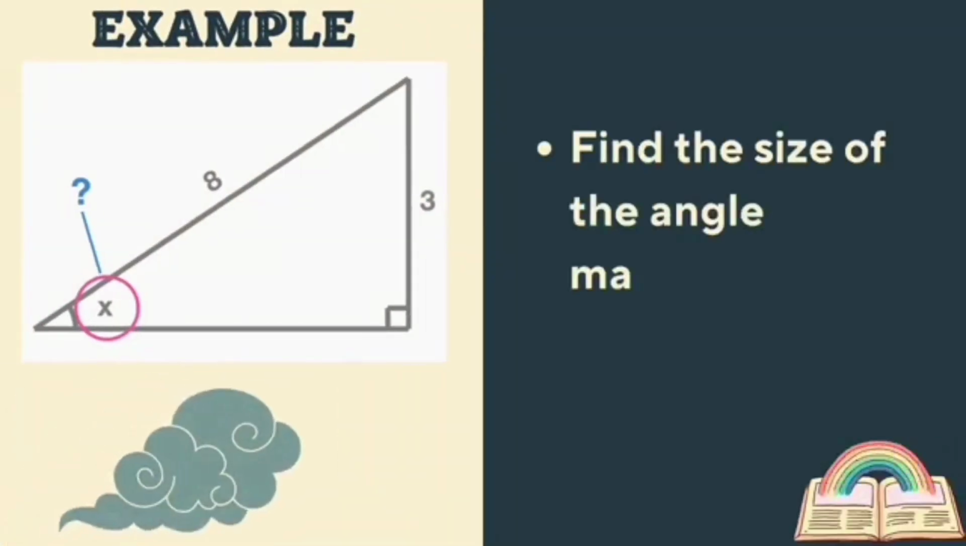In this example, let's find the size of the angle marked x. In the right-angled triangle, 3 is the opposite side to angle x, while 8 is the hypotenuse to angle x. Will this question involve the use of sine or cosine or tangent of an angle? Let's see.